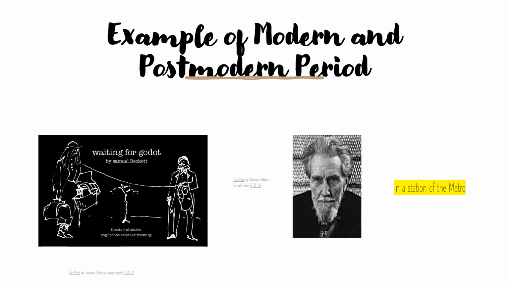Literary works during the modern and postmodern period include In a Station of the Metro by Ezra Pound. This is a poem. It is a perfect example of the use of imagism in poetry. In two lines, the poem can show a visualization in the reader's mind of what the poem would like to show in just a few words.